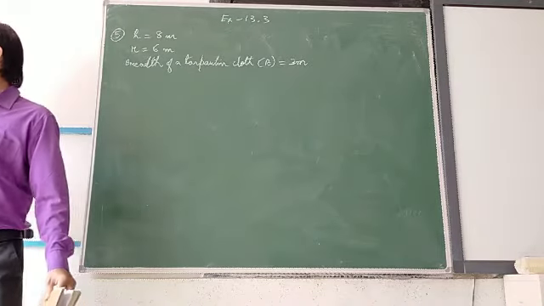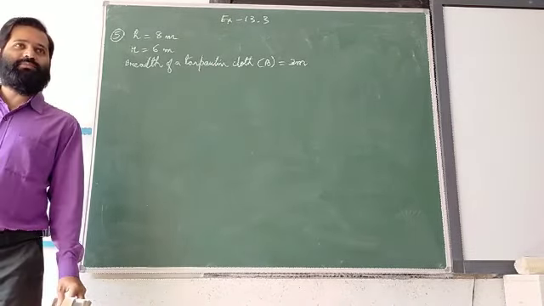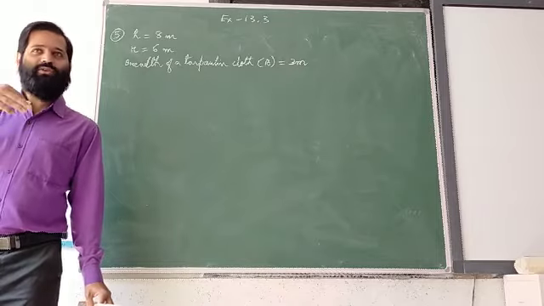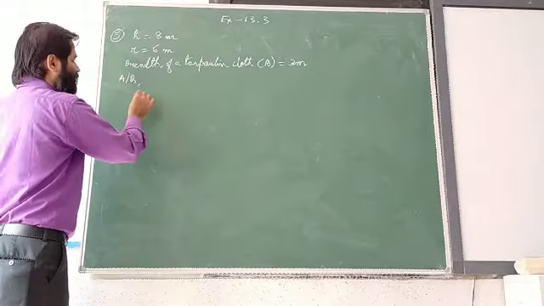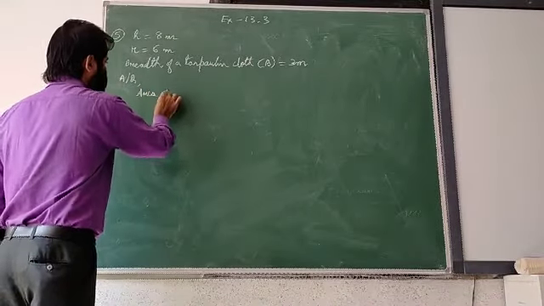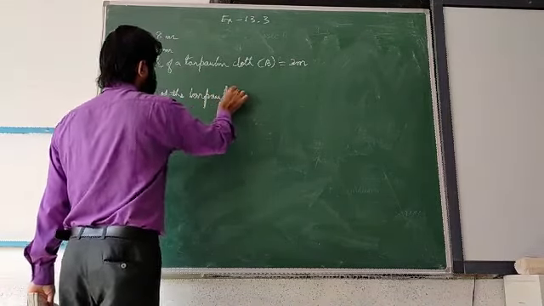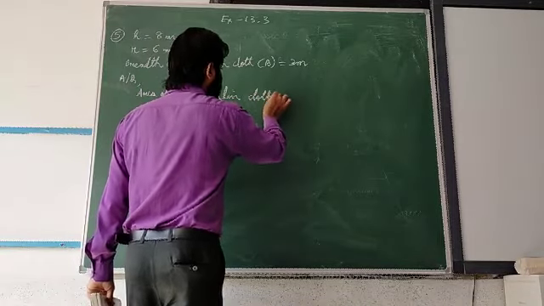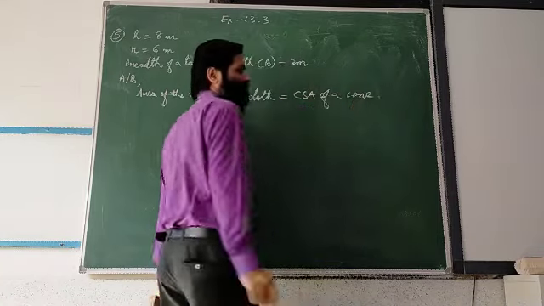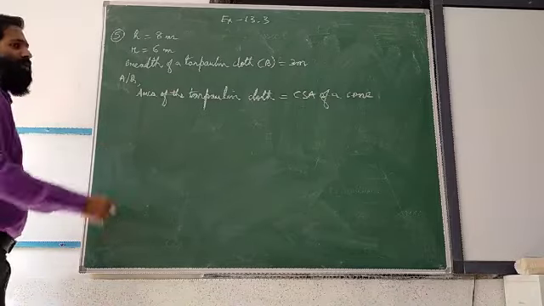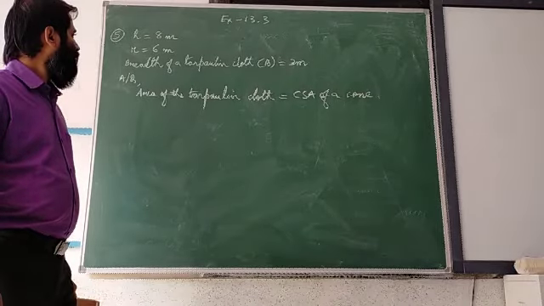Suppose this cloth is used to make the tent. So can I say that this area and the area of the tent will be the same? Yes, because the same cloth is used. So according to the question, area of the tarpaulin cloth equals CSA of a cone. Now this tarpaulin cloth, how does it look? Rectangle.